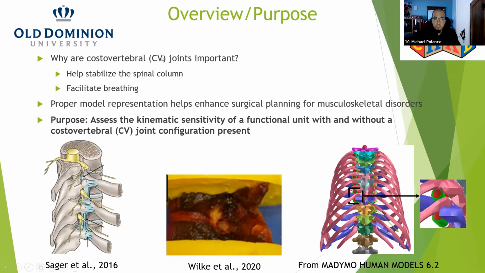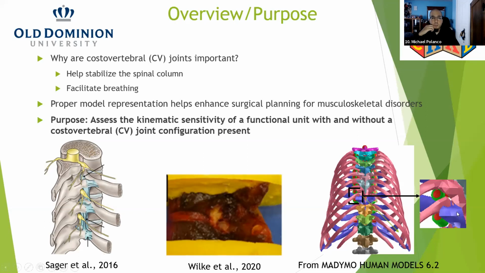So for example, some experiments which are considered a standard for computer model validation may or may not have the costovertebral joint represented. Such an example is shown here for an experimental thoracic functional unit with the costovertebral joint absent. In some computer model representations of the costovertebral joint, they either have the joint explicitly modeled using ligament connections, or they can have the joint simplified to a spherical joint connection between the rib and the adjacent spinal column.